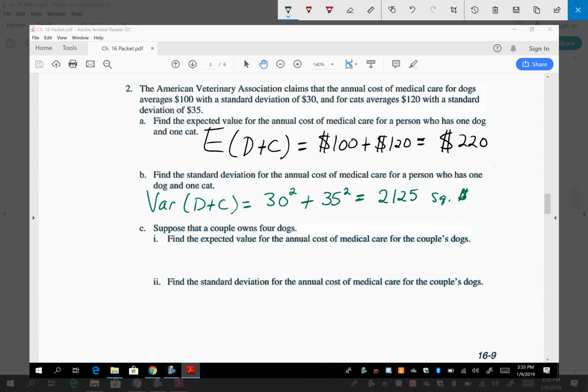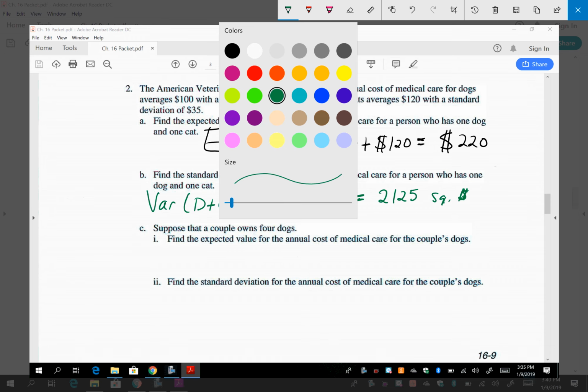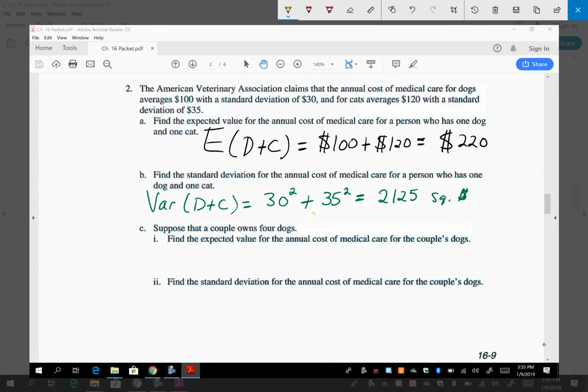All right. So if this is the variance, what is the standard deviation? Do not call out until I call on someone. The question is, how do I find the standard deviation if the variance is 2125? How do I find it? Yasmin? You take the square root of 2125. That's exactly what you do.